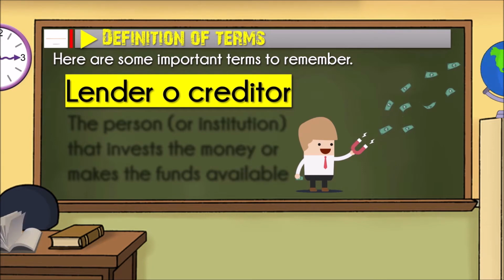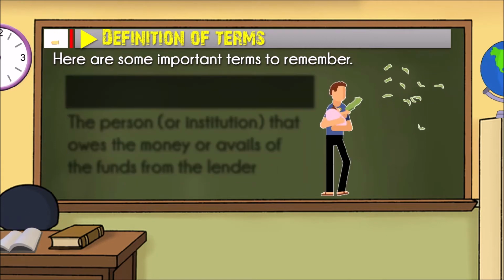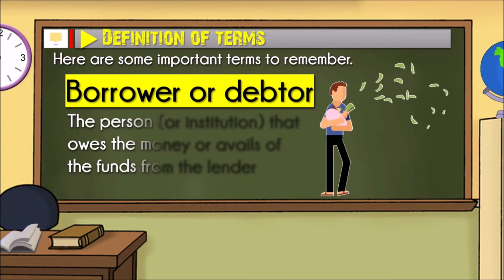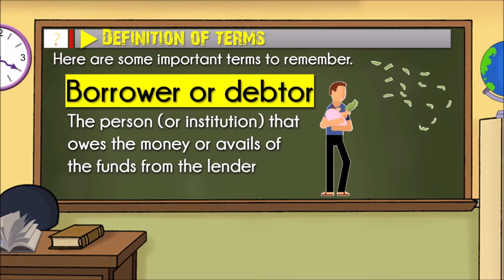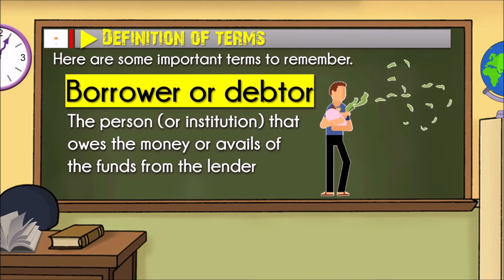Lender or creditor, the person or institution that invests the money or makes the funds available. The borrower or debtor, the person or institution that owes the money or avails of the funds from the lender.